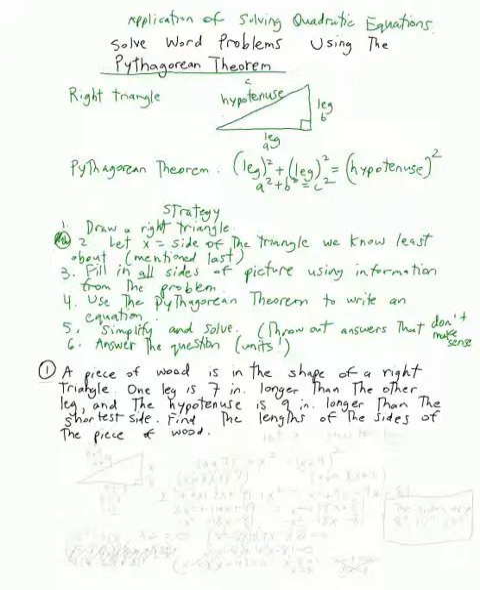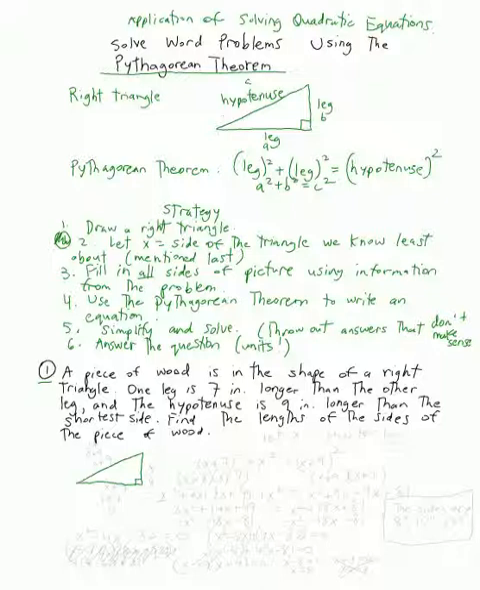Okay, so let's start with our first example already written here. It says, a piece of wood is in the shape of a right triangle. One leg is 7 inches longer than the other, and the hypotenuse is 9 inches longer than the shortest side. Find the lengths of the sides of the piece of wood. Well, let's start with drawing a picture. It says it's in the shape of a right triangle, so here it is.